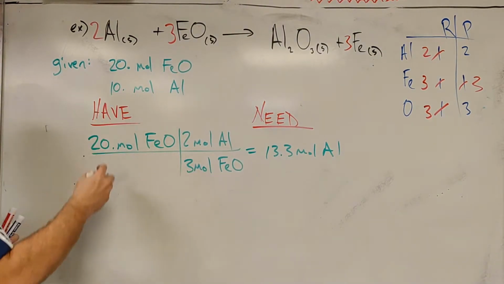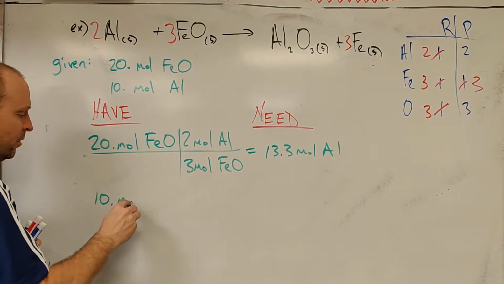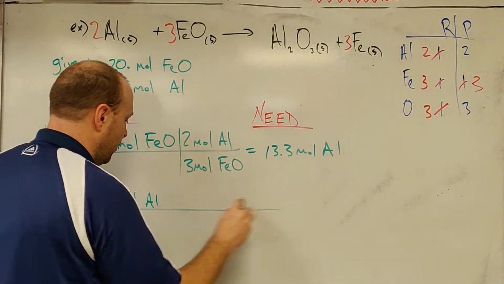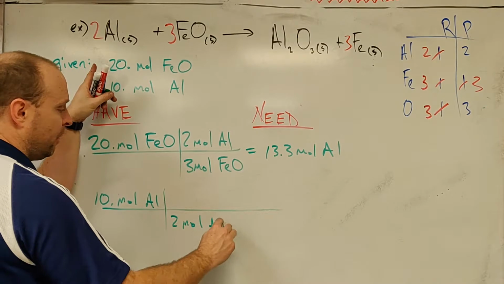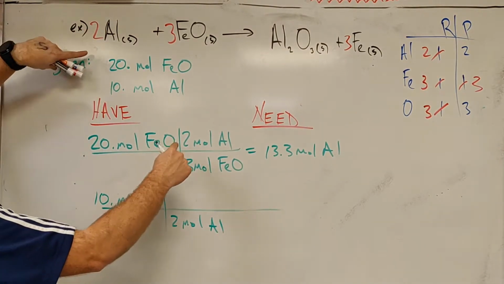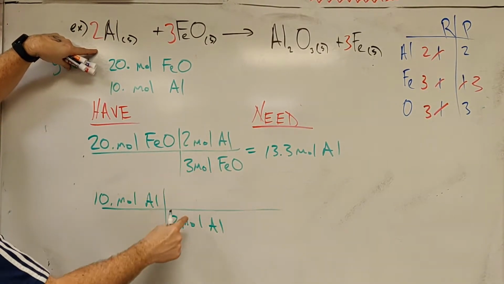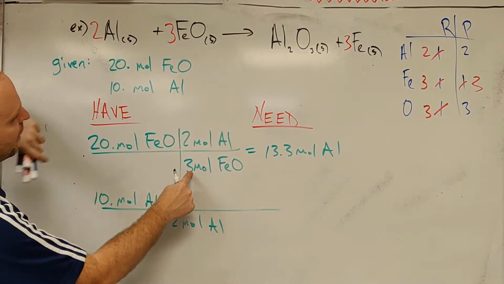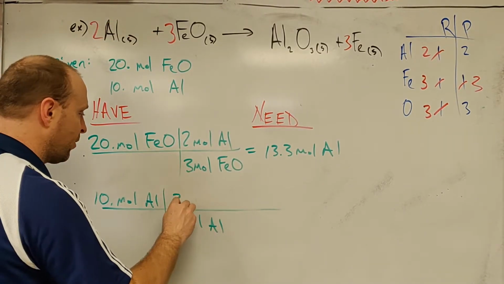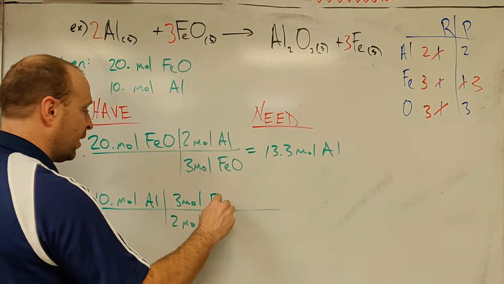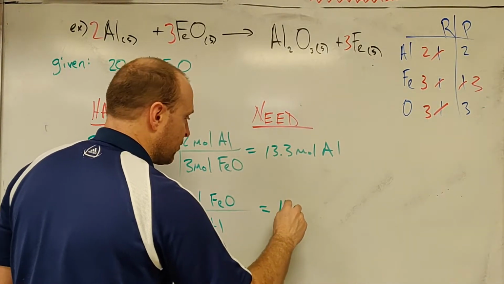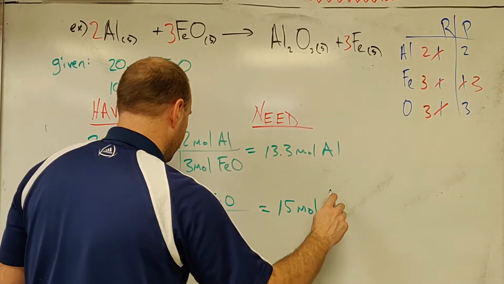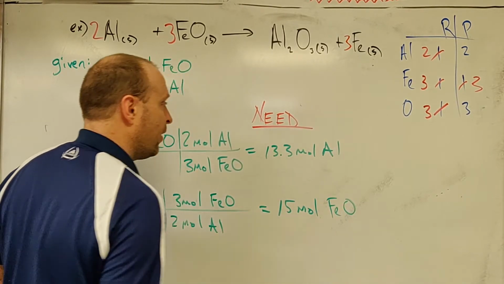As we look at the other reactant, 10 moles of aluminum, and we know that for every 2 moles of aluminum, from our balanced chemical equation, there are 3 moles of iron oxide. Okay, so we have 30 over 2, that gives us 15 moles of iron oxide that we need, okay?